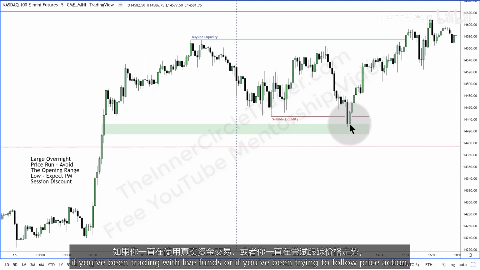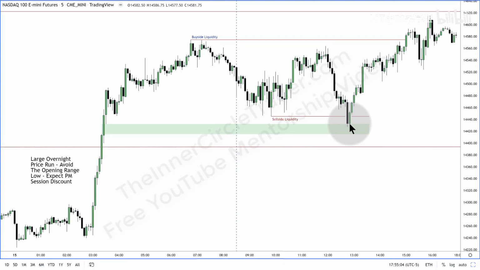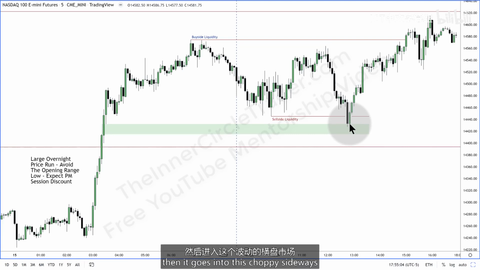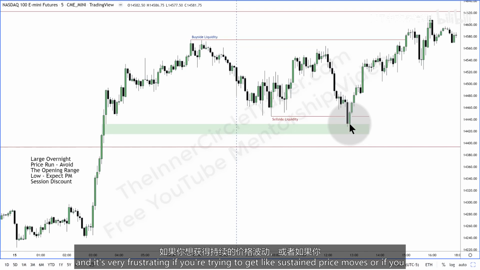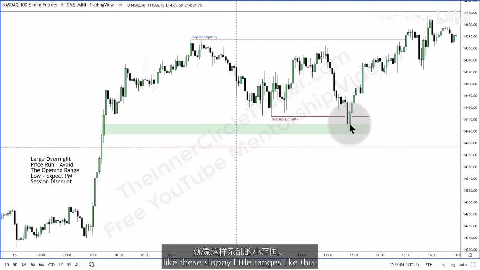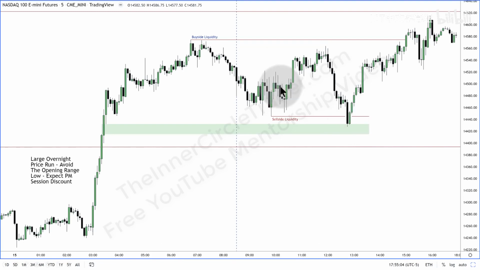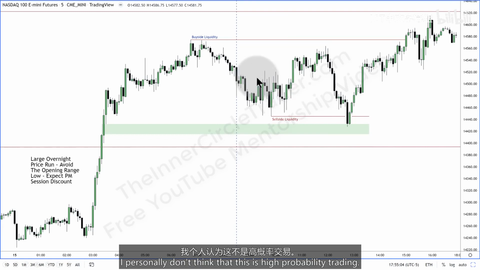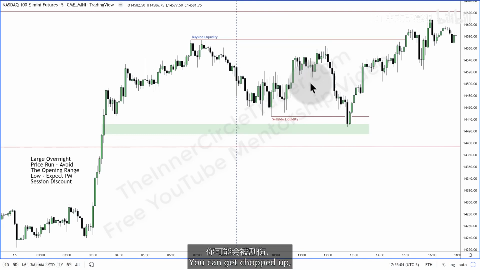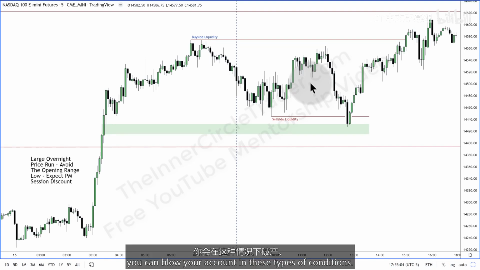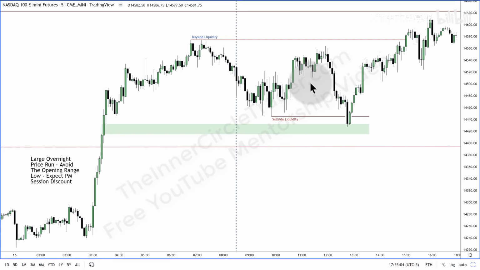Right now, if you've been trading with live funds or if you've been trying to follow price action, there's been a lot of, it makes a run, then it goes into this choppy sideways. And it's very frustrating if you're trying to get sustained price moves, or if you don't know how to operate in these sloppy little ranges like this. I personally don't think that this is high probability trading. You can get chopped up. You can get losing trades. You can draw your account down. If you don't control yourself, you can blow your account in these types of conditions.